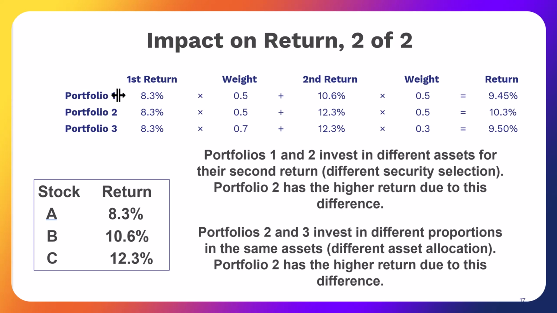The difference between portfolios 1 and 2 is we have different assets, which obviously provides different returns. The difference between portfolios 2 and 3 is we have the same assets, but we have different weights. So there are two different kinds of investment strategies with two assets. We can invest in different assets, or we can vary the weights within those portfolios.